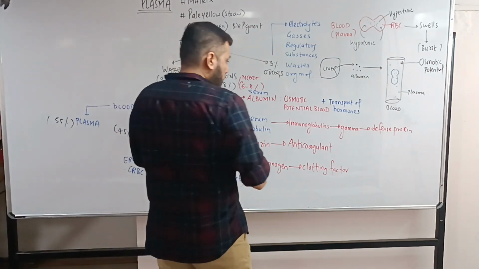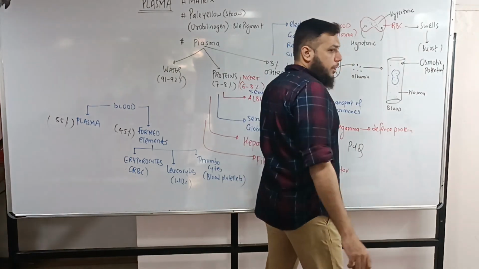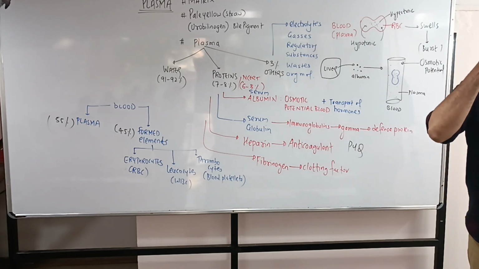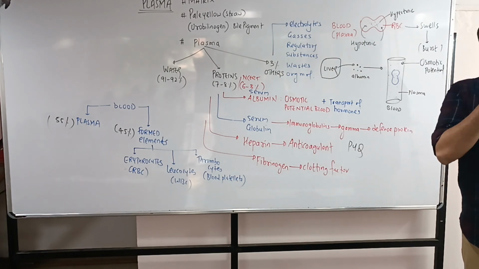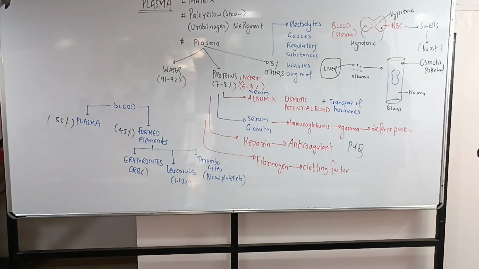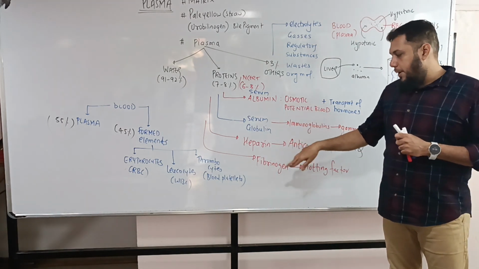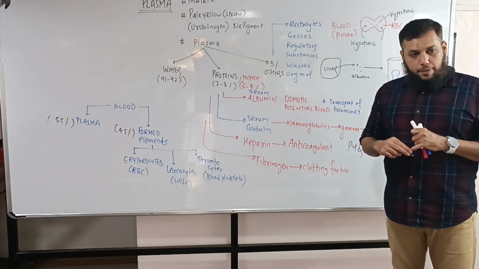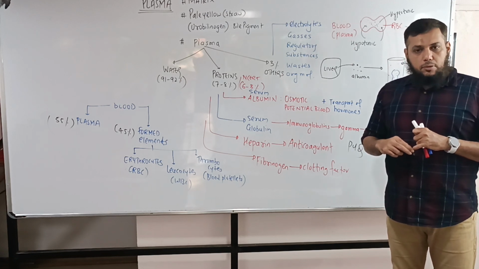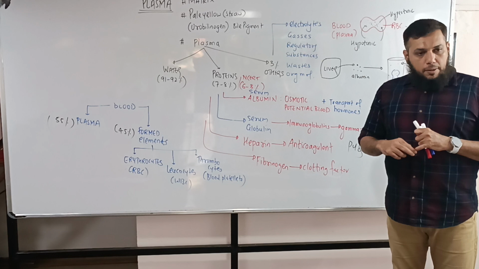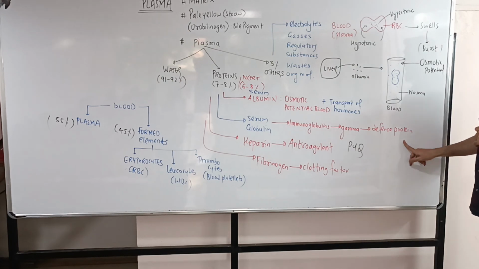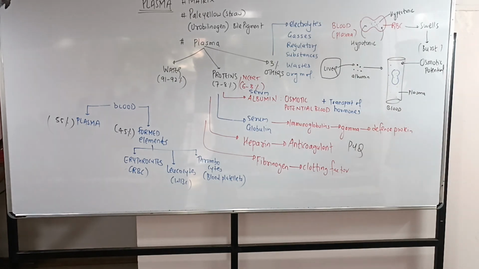So what was the PYQ? The PYQ was the name of these proteins and the related function in a match the column type of question. If they give albumin, globulin, heparin, fibrinogen on one side and functions on the other in jumbled order, you should be able to match the function of fibrinogen, albumin, heparin and globulin (defense). Did my class follow up to here?